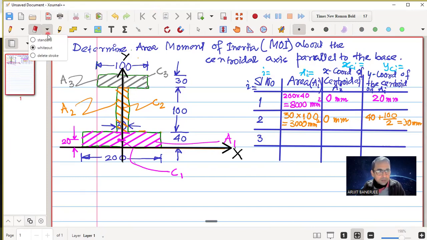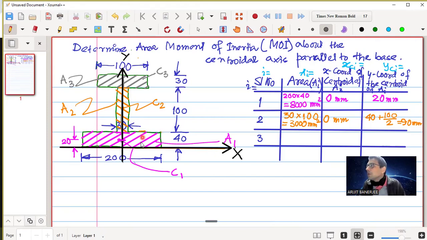Sir, can you explain this part once more? Yes, sure. You see, is the pointer visible properly?